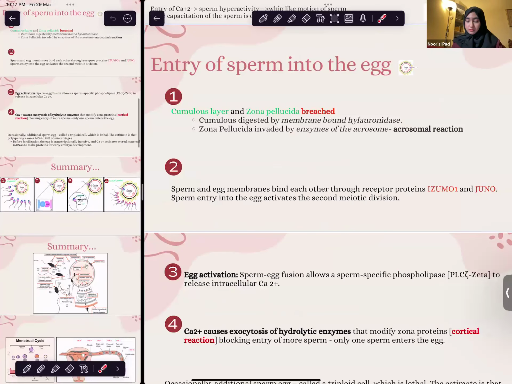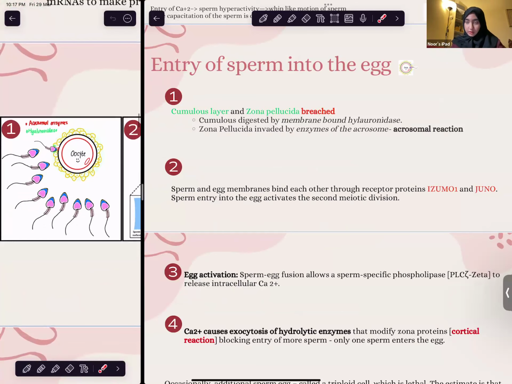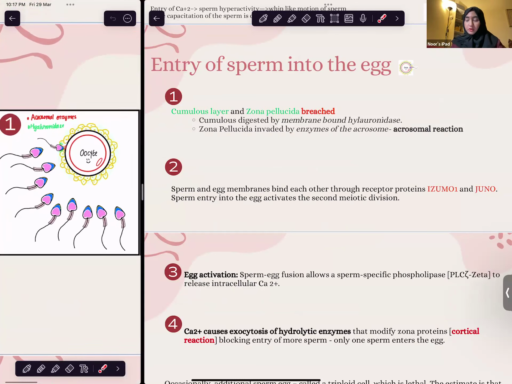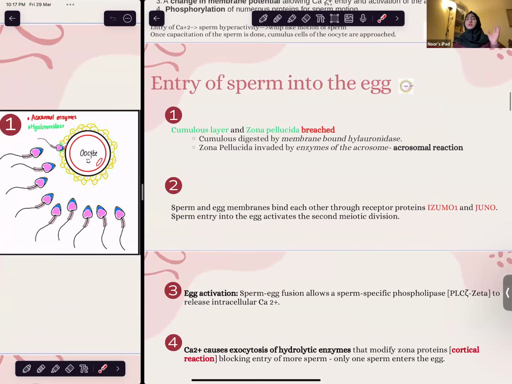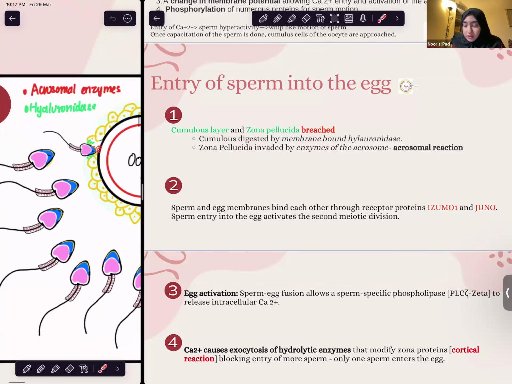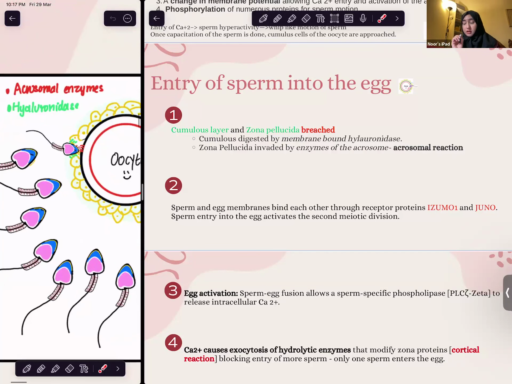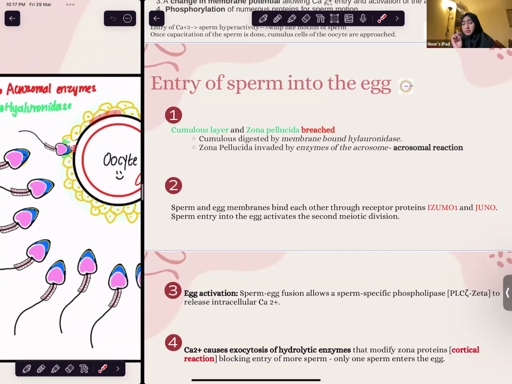Okay. All right, the first one, I want you to look at the picture on the left while I'm explaining, okay? So the first thing that happens in order to facilitate the sperm entering the egg is that the cumulus layer and the zona pellucida are breached, okay? Like I said, the yellow here is basically the cumulus layer, and the black here is the zona pellucida.